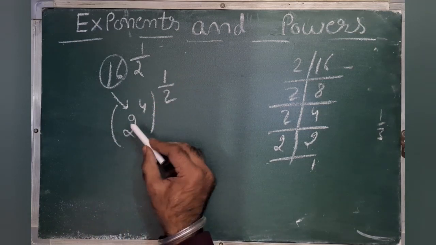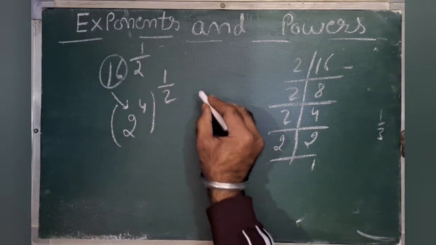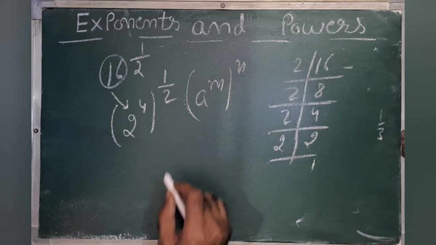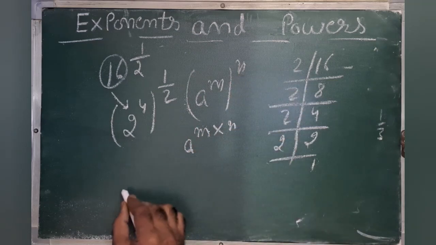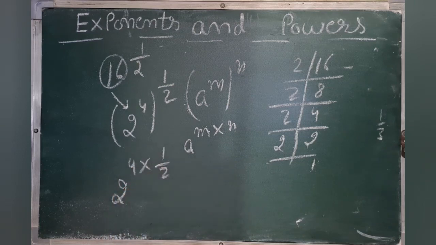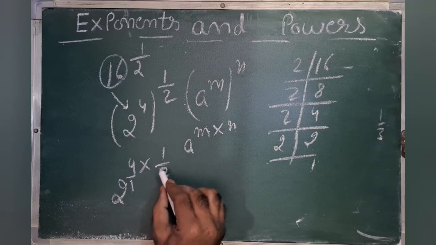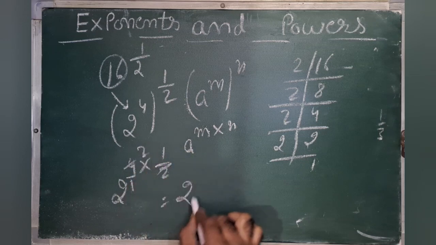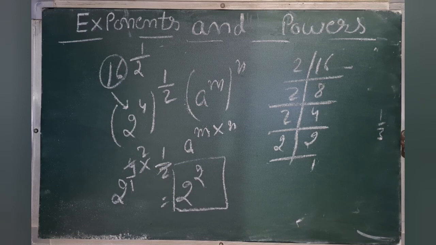So this becomes a power m, whole power is n. The rule is that a power m, the whole power n, means we multiply. So in this case we multiply 4 times 1 by 2. Now we can convert into fraction form. So this 2 will cancel with 2: 2 ones are 2, 2 twos are 4. Now 2 power 2, that means 4.